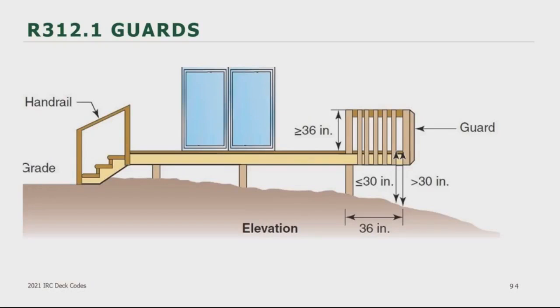As you can see in the picture on the far right-hand side of the deck, the grade is over 30 inches. Even though the grade slopes up as it moves to the left, portions of that deck are within 36 inches horizontally of a 30-inch drop-off, and therefore they are required to have a guard. And that wraps it up.